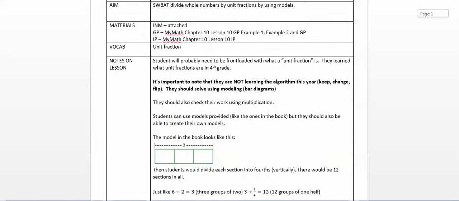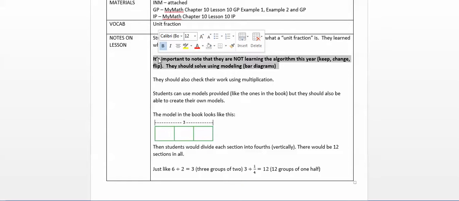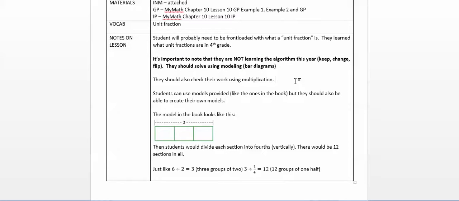Before we start that, some important things to remember is that students today are going to be using models. They should never be doing keep, change, flip in 5th grade. That is just not a standard algorithm that we're going to teach them this year. The other thing that you might need to front load with kids is what a unit fraction is. A unit fraction is like 1/5 or 1/4 or 1/2, where the numerator is always going to be 1. They did learn this in 4th grade, but it would also be a nice refresher because in the language of our standard, it says that we're dividing by unit fractions.